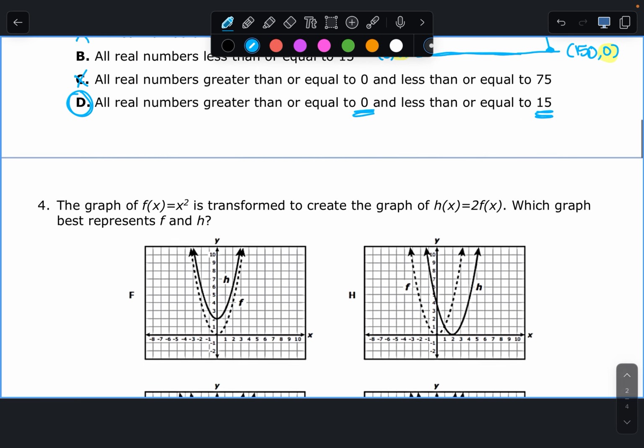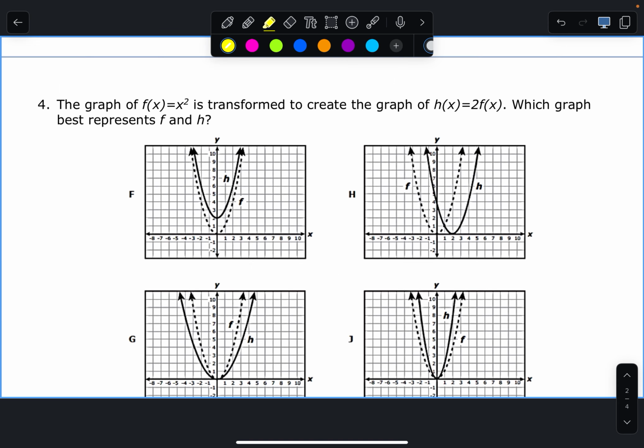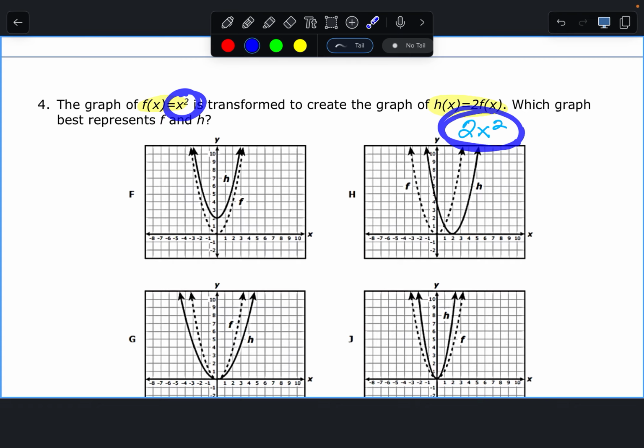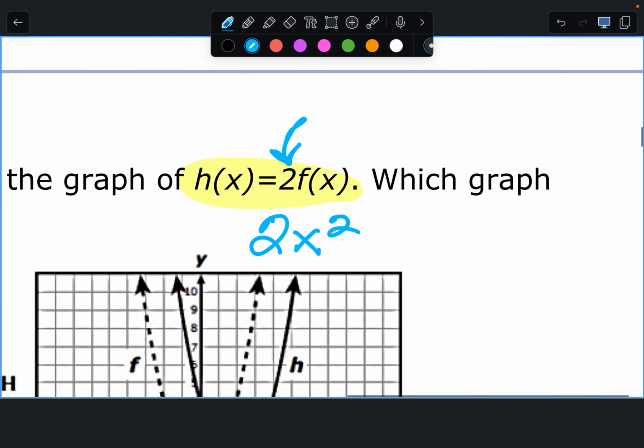Number 4. You have a graph, f of x is equal to x squared, and it is transformed to create the graph of h of x equals 2f of x. This f of x was, all it did was replace the x squared. So I can replace it back. I can write this as 2x squared. Now, from x squared to 2x squared, what changed? The 2. This 2, is it added, subtracted, multiplied, or divided?